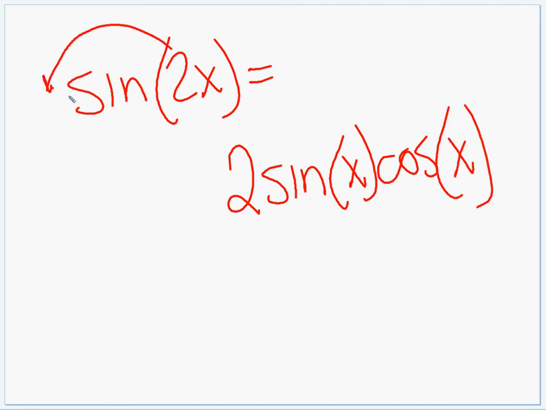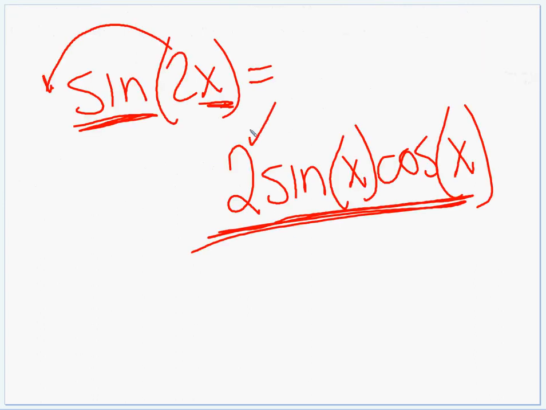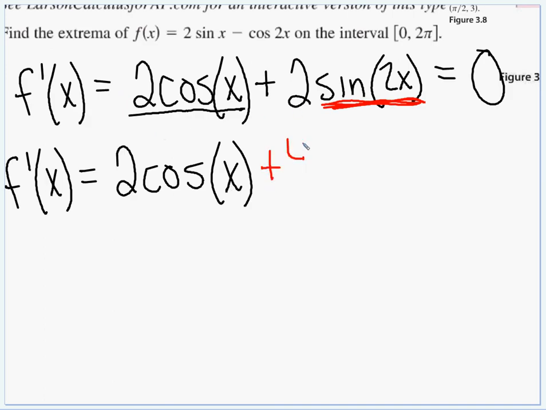So this 2 sine of 2x is out. Now, since there's already a 2 here, that's going to get hit by this 2, and that's going to become a 4 sine x cos x. That's supposed to be an x, equal to 0. Okay, now that it's equal to 0, now we can actually factor something.